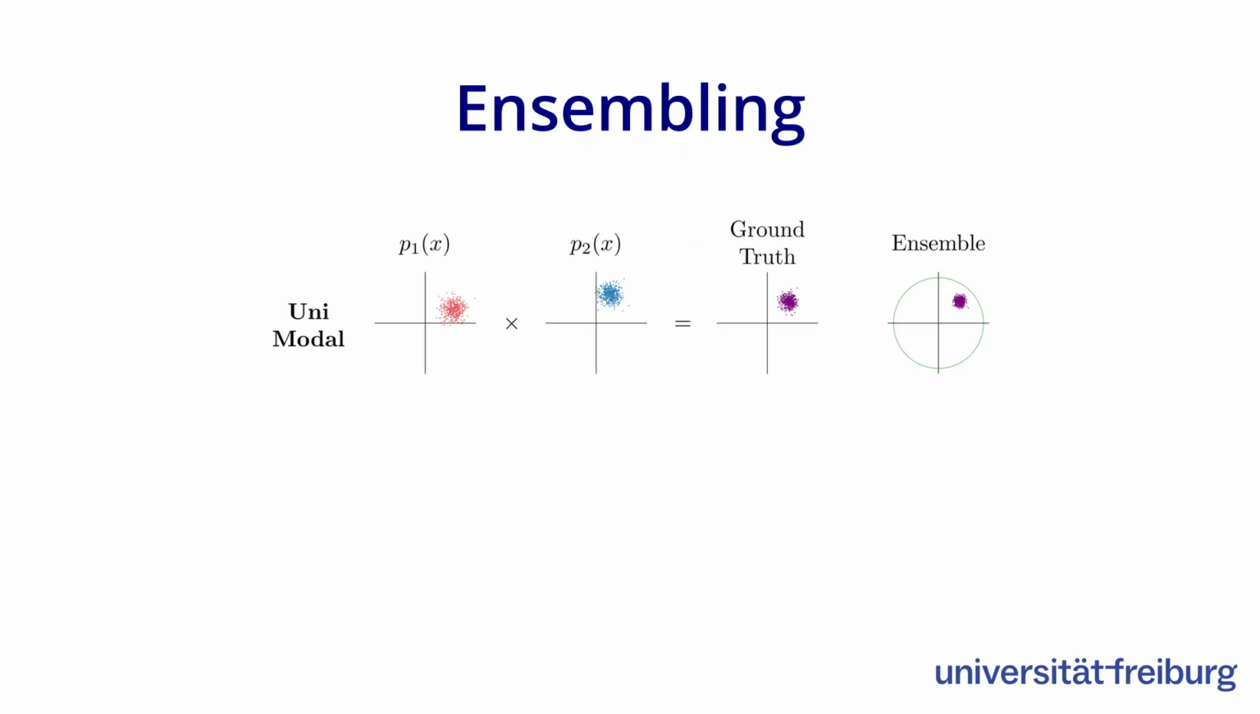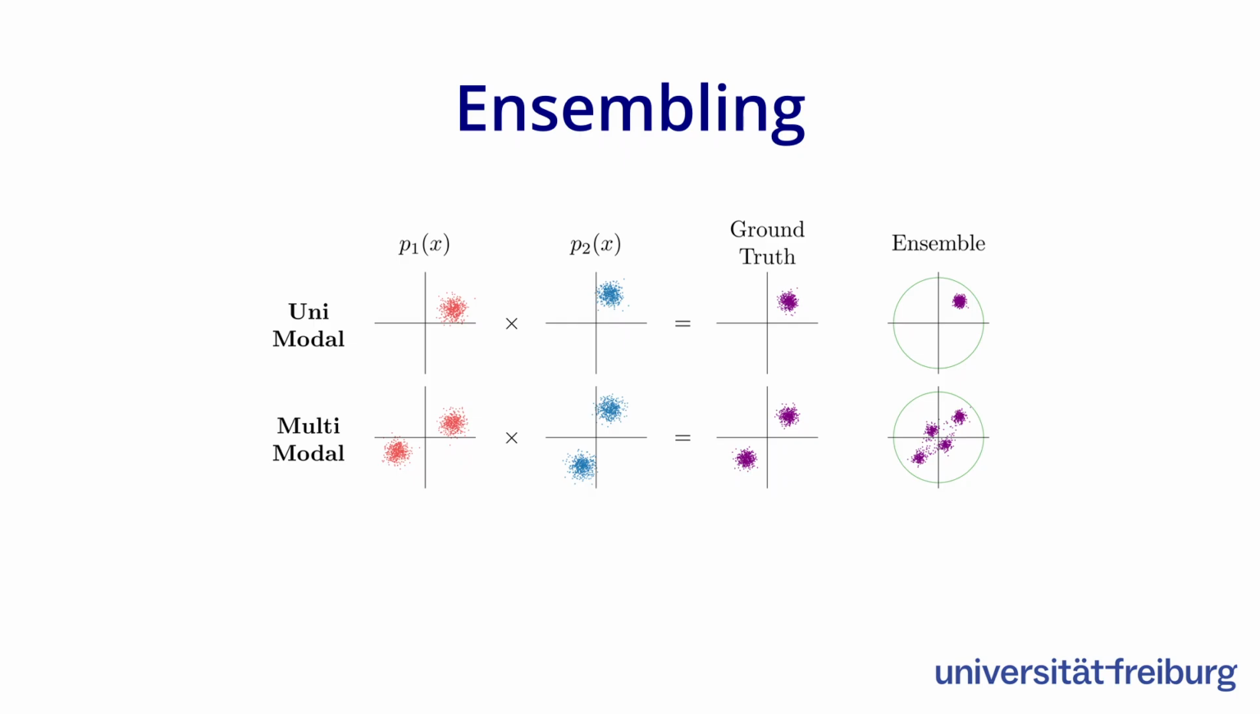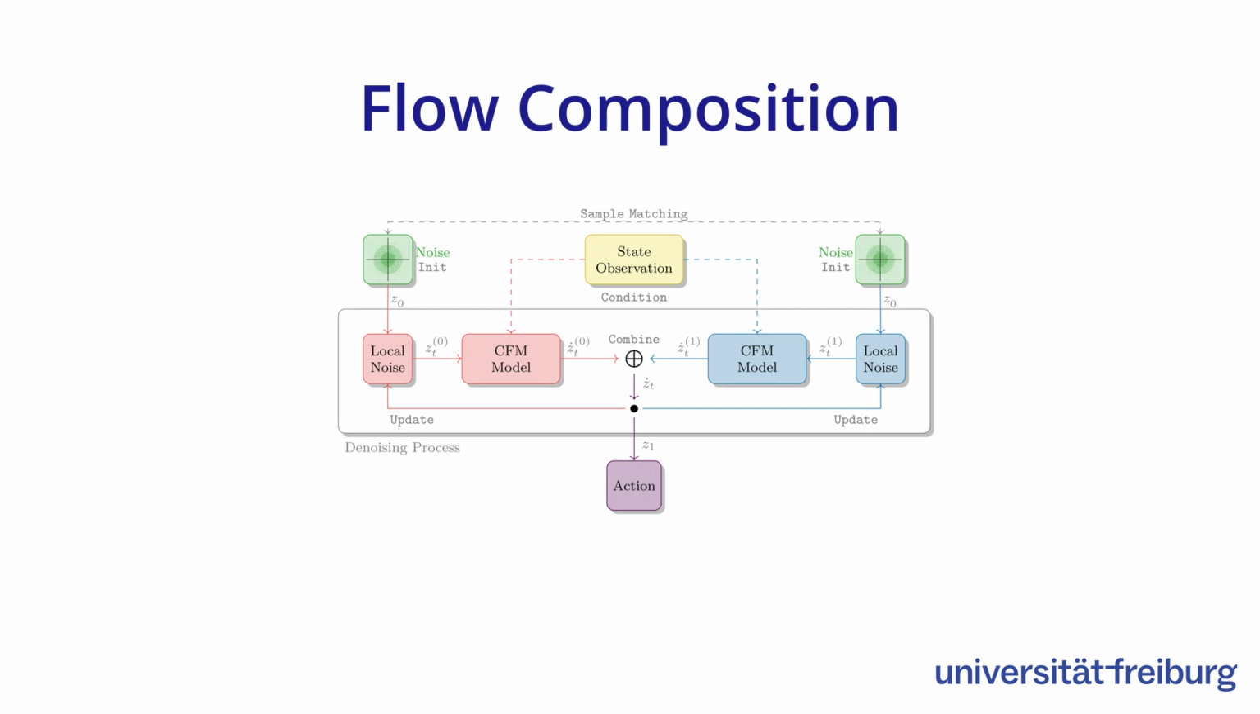Consider this toy example of composing the red and blue distributions, with the green circle indicating the model's prior. For the unimodal distribution, ensembling works fine. However, it fails in the multimodal case because it lacks a mechanism to ensure that all models converge to the same mode. A more powerful approach that resolves this issue is flow composition.